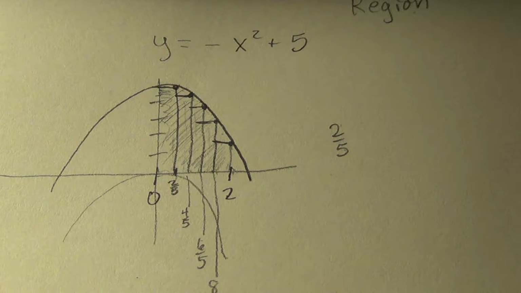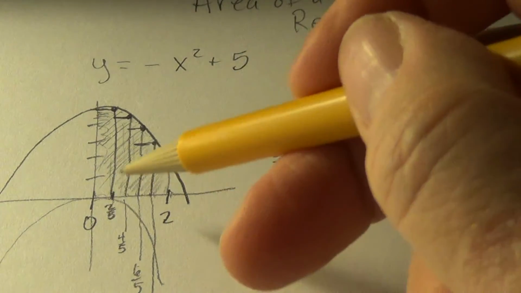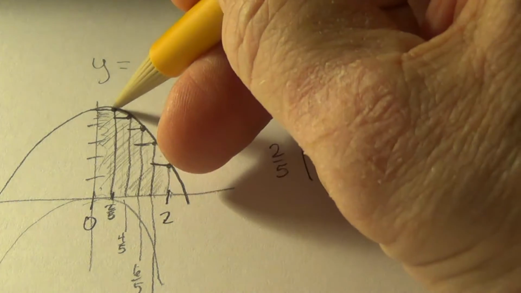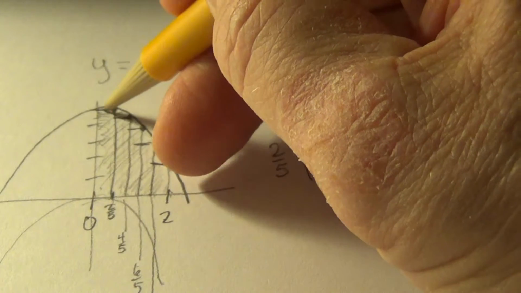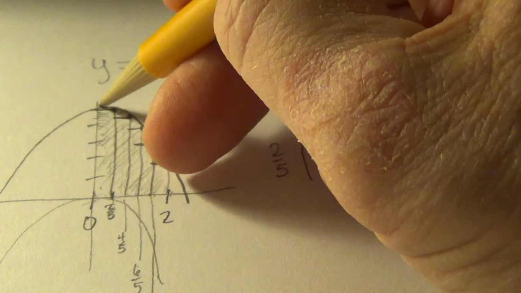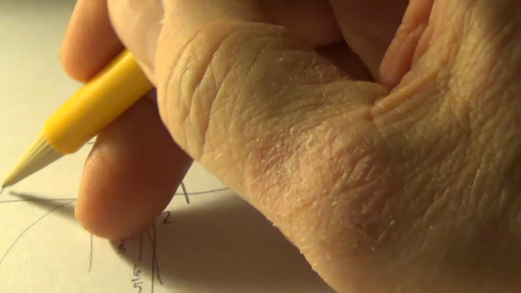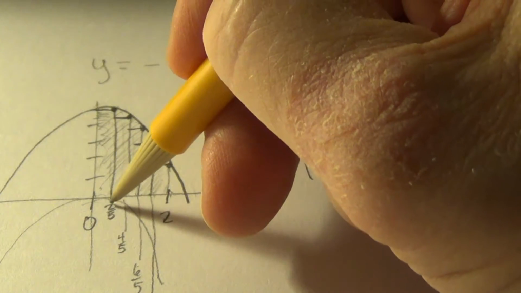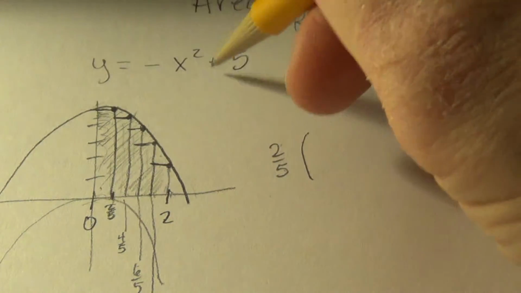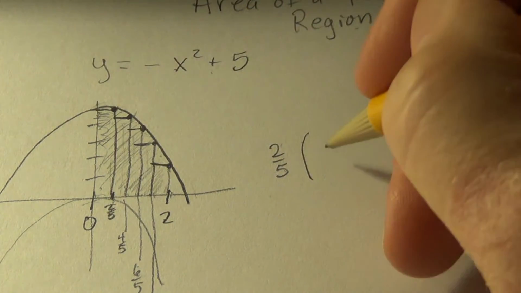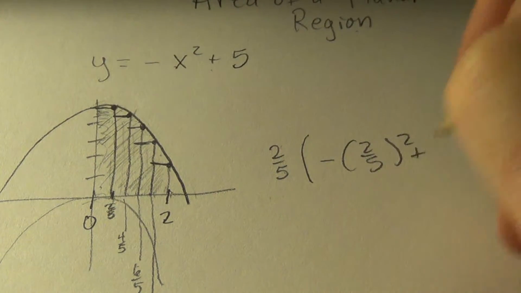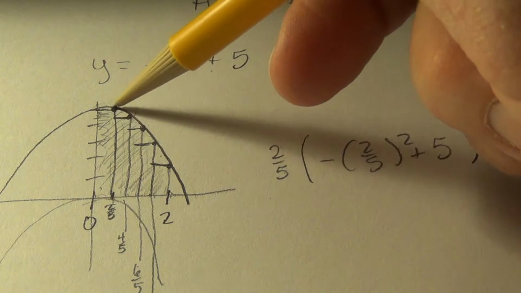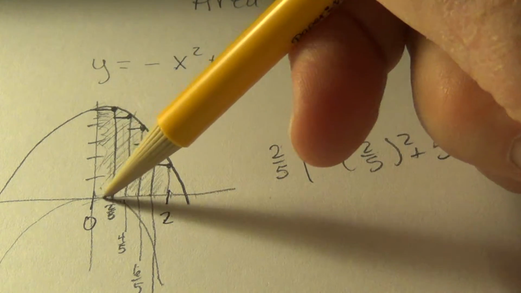So how would I calculate that? Looking at the first rectangle, it's 2/5 in width, but what is its height? Well, that dot there that's representing the right side of the first rectangle is on the curve. So I can find the height by finding the value of the curve at that dot, and that dot is at 2/5 for x. So if I put 2/5 in for x, that should get me the height. Putting 2/5 into this equation gives me the height of that rectangle, and 2/5 is the width.